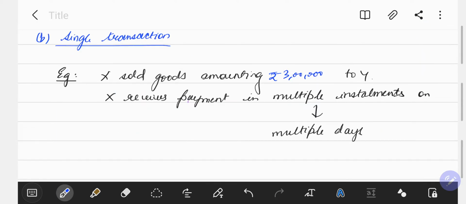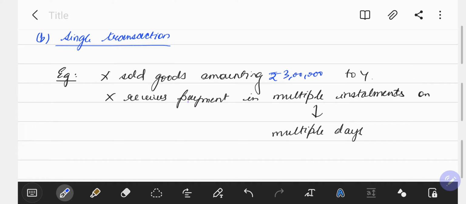Now coming to the second condition. The second condition talks about receiving cash in respect of a single transaction. So cash receipts of 2 lakh rupees or more which are related to a single transaction are prohibited.